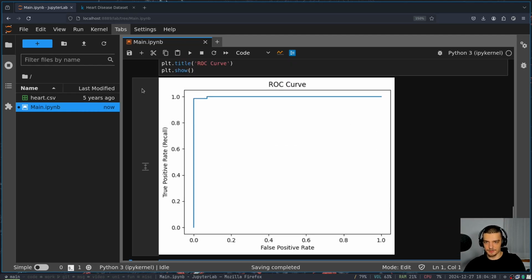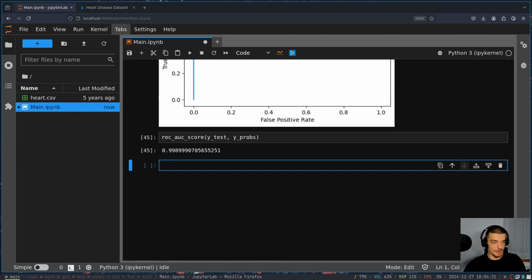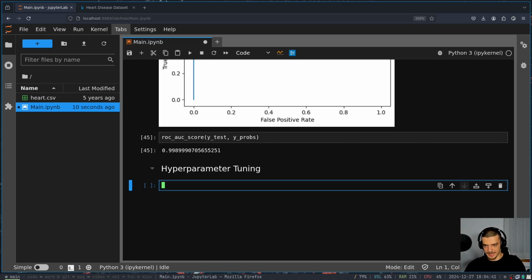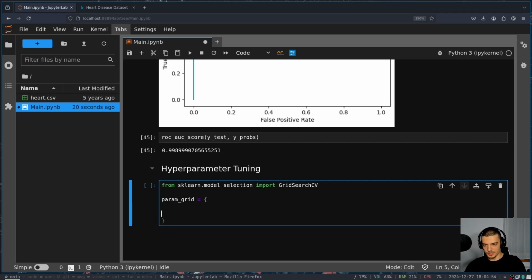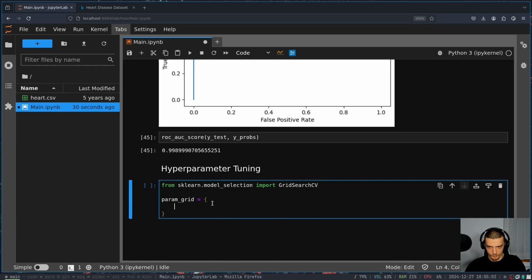So we're going to keep working with the forest, and for that we're going to do hyperparameter tuning using grid search. So we're going to open up a new section here. We're going to say hyperparameter tuning, and we're going to say from scikit-learn.model_selection import GridSearchCV. The parameter grid is going to be equal to a bunch of different hyperparameters. These come, of course, from the model. So go to the documentation, scikit-learn documentation for random forest classifier, and then you will find some hyperparameters.